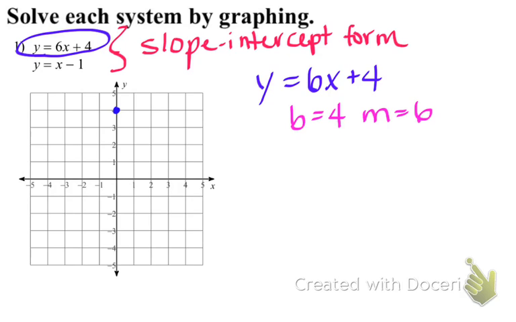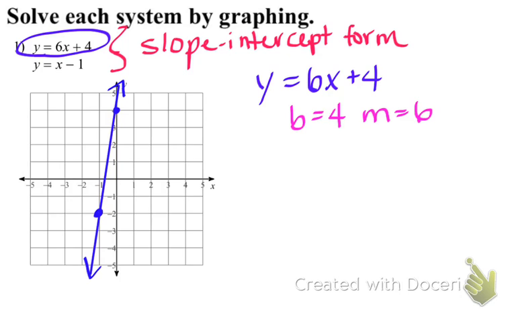But if I rise 6 here, I'm going to run out of room on my graph. So instead I'm going to go down 6 and to the left 1. So it should look something like this. And then I will draw my line and connect the dots, so that it looks something like this. And so I have one of my equations graphed, but I need two because this is a system.